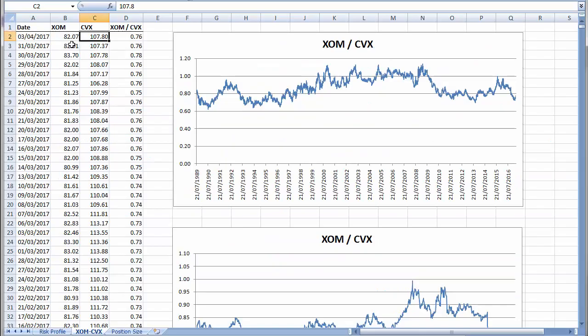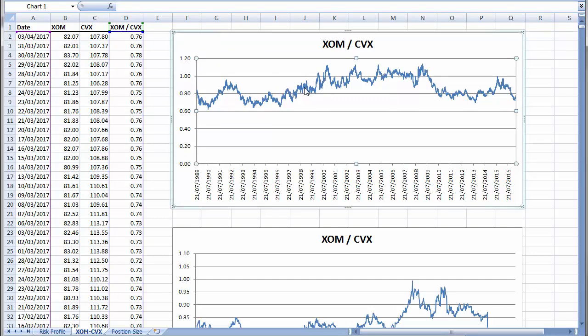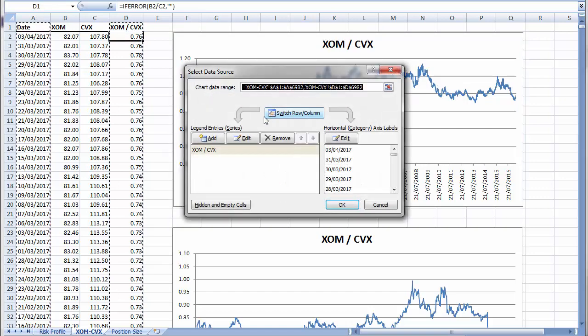Now once you've consolidated this data, it's simply a case of taking your long position, which in this case is Exxon, and dividing by Chevron. So this has been done here, and what we'll then do is create a chart. All I've done to create this chart is simply select the spread, so I suppose that's a result of the equation of Exxon divided by Chevron, and map that to the date.